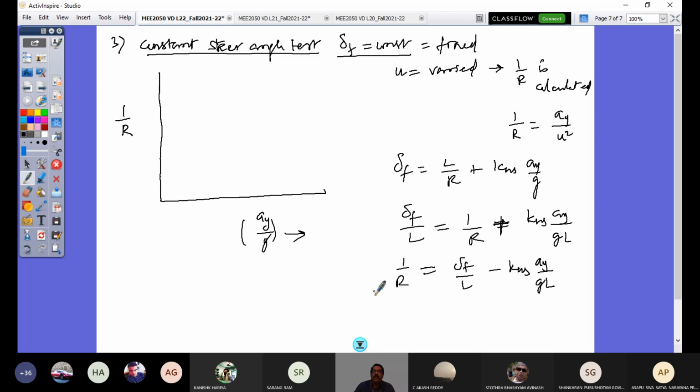Right? So now I'm going to differentiate this with respect to AY by G. Why do I do that? Because I get my plot here and I look at the slope. That's why.